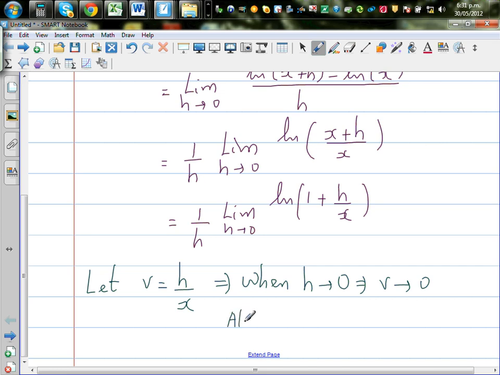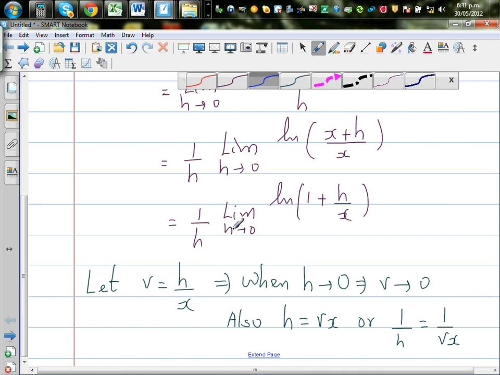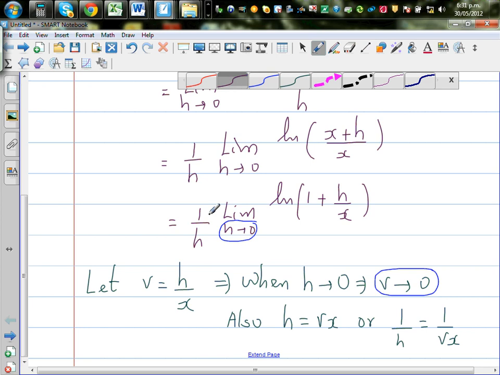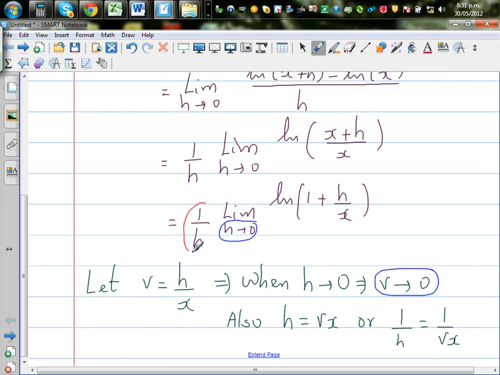Also, what can we say? If you cross multiply, can we write h is equal to vx, or 1 over h is equal to 1 over vx? So we're going to do, in fact, three substitutions. In place of h approaches 0, we can write v approaches 0, because it is equivalent to say when h is approaching 0, to say v is approaching 0. The second substitution, I'll use this red color, 1 over h can be substituted by 1 over vx.